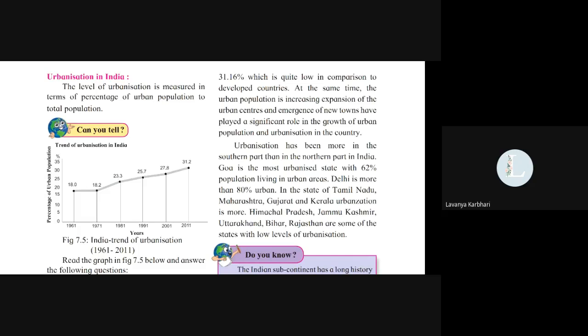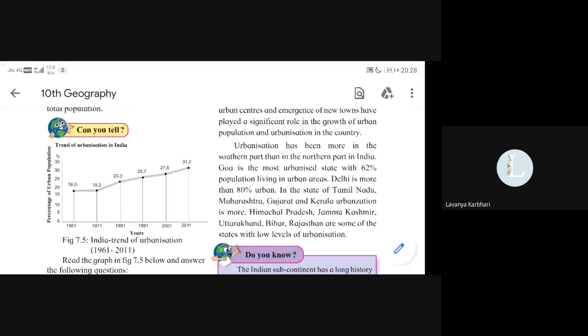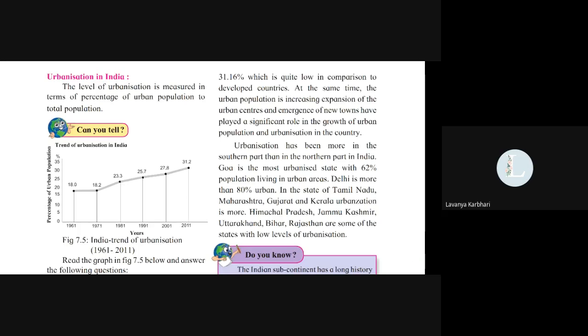Kerala, Karnataka, Andhra Pradesh, Tamil Nadu. And in the northern part, Bihar, UP, Rajasthan, MP, Jharkhand, Odisha. So all these states, urbanization is less in the northern part of India. Goa is the most urbanized state with 62% of the population living in the urban areas.